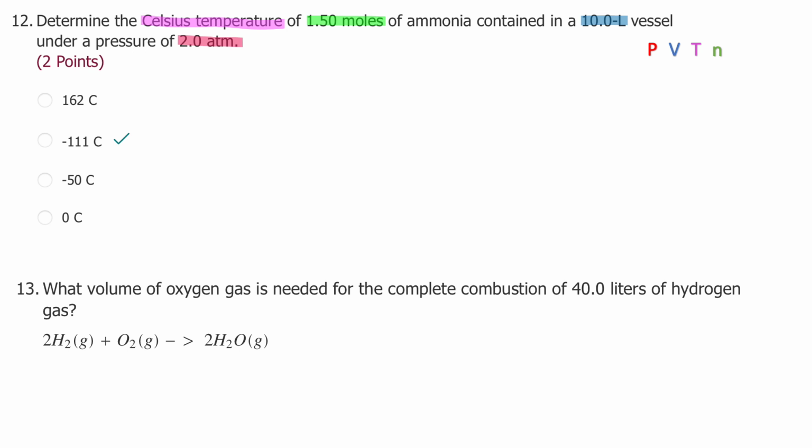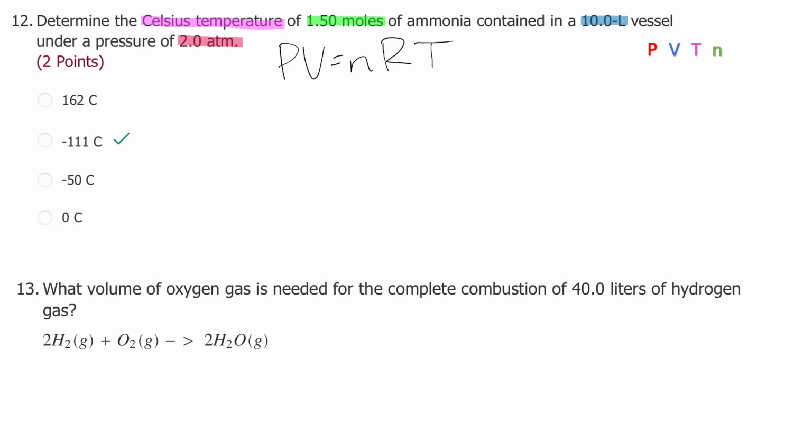So determine the Celsius temperature of 1.5 moles of ammonia contained in a 10-liter vessel under a pressure of 2 atm. So as you can see, I kind of color coordinate these. You can see that all of them are different colors. So we don't have an initial and a final, we just have one of each. Now we also have moles. All of those signs are telling you that we're going to be using the ideal gas law, which is PV equals nRT.